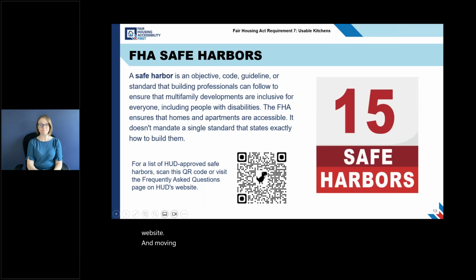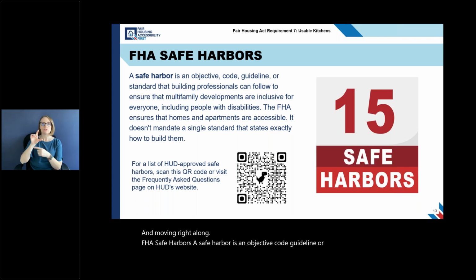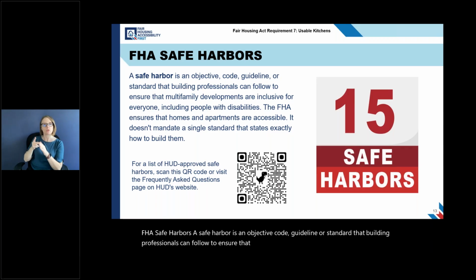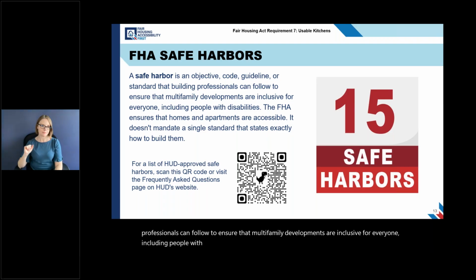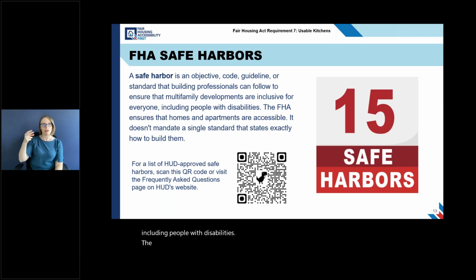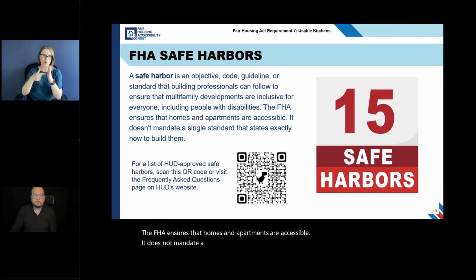And moving right along, FHA safe harbors. A safe harbor is an objective code, guideline, or standard that building professionals can follow to ensure that multifamily developments are inclusive for everyone, including people with disabilities. The FHA ensures that homes and apartments are accessible. It does not mandate a single standard that states exactly how to build them.